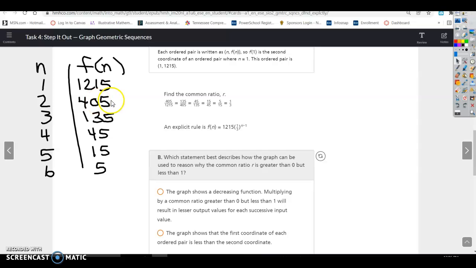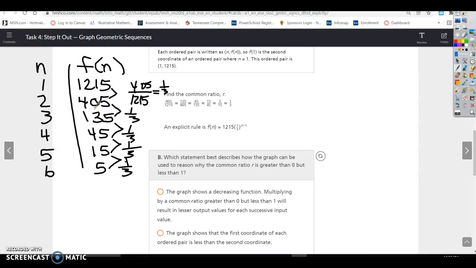It says find the common ratio. So remember, to find the common ratio, we've got to say what multiplies to get to the next term. So basically you can divide each one by the previous term. So if we do 405 divided by 1215, that equals 1/3. And if I do each one of these, 5 divided by 15 is 1/3, 15 divided by 45 is 1/3. Each one of those is equal to 1/3. So our common ratio is 1/3.